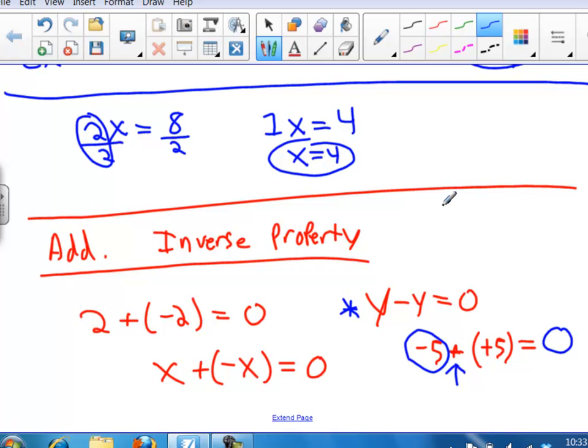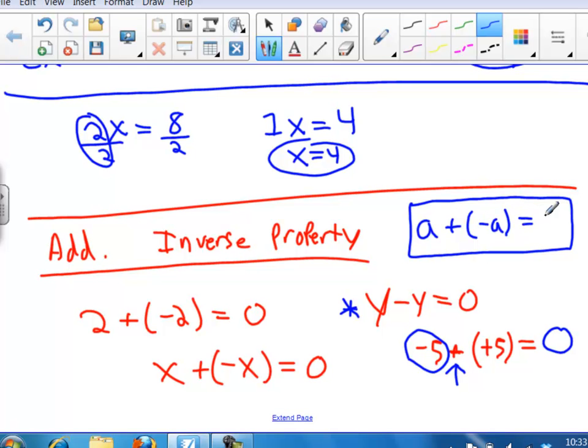So all your additive inverse property is saying, if you wanted to put it in a general form, is that some number plus the negative of that number, the inverse of that number, will always be 0. Okay, think of it: 5 plus a negative 5 is 0. 5 minus 5 is 0. 100 plus negative 100 is 0. And that's what's going on here.